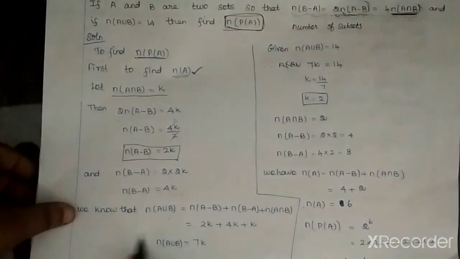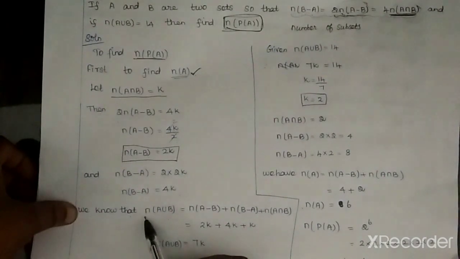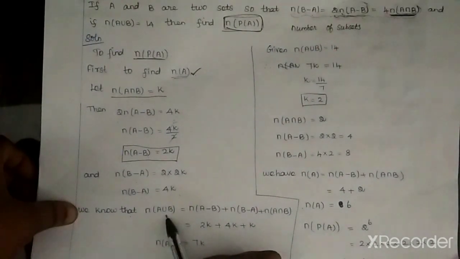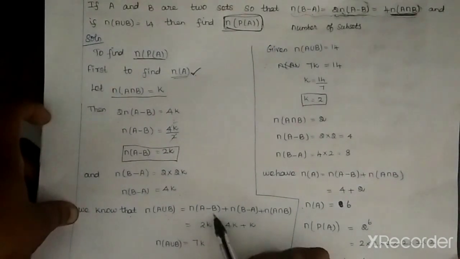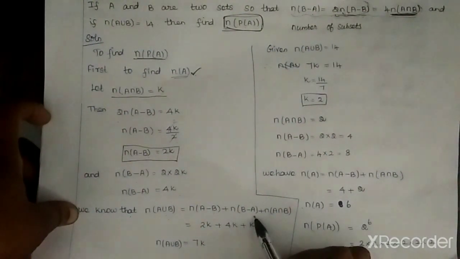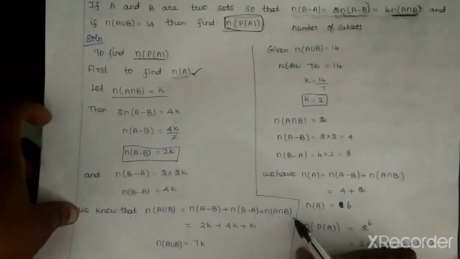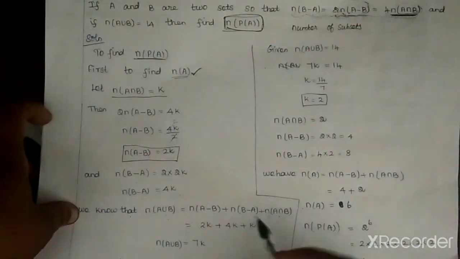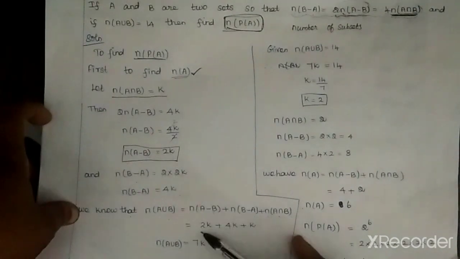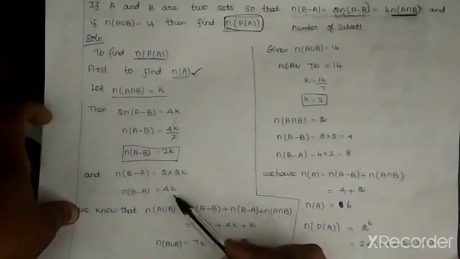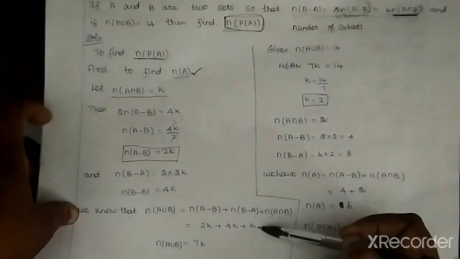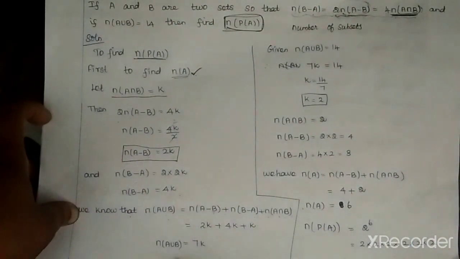Next, we know this formula from the 9th standard. The formula is n of A union B is equal to n of A minus B plus n of B minus A plus n of A intersection B. So we have to substitute all the values. N of A minus B is 2K. N of B minus A is 4K. N of A intersection B is K. So when we add, we get 7K. So n of A union B equal to 7K.